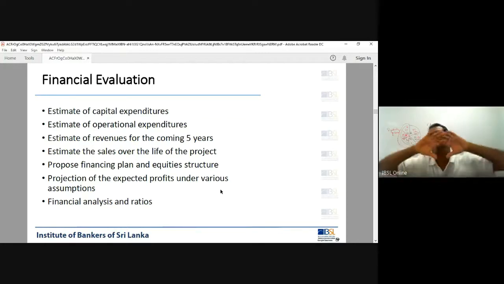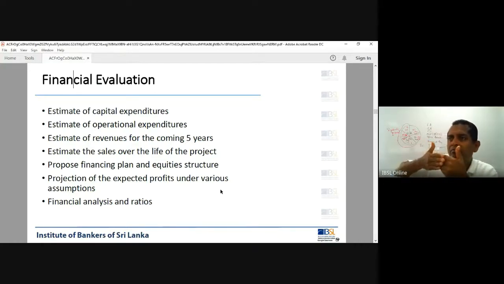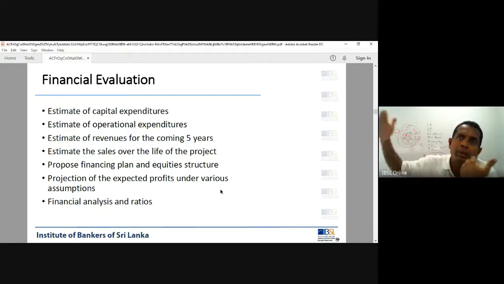Then estimate the project cost. Then estimate the different operational expenses, labor, raw material costs, electricity costs, all those things. Then you have to project for the first 5 years and almost 10 to 15 years over a lifetime.